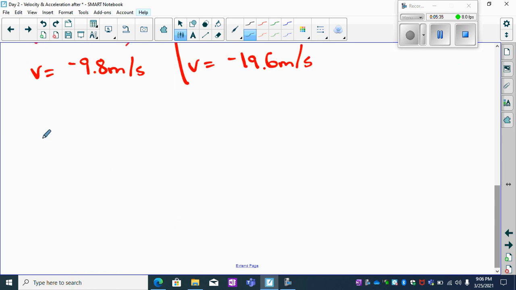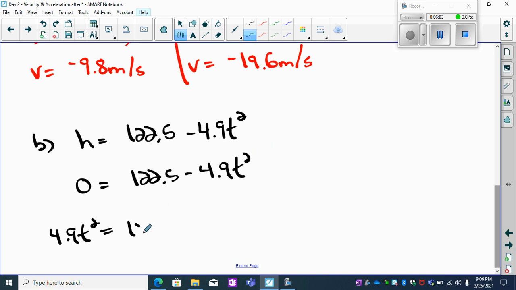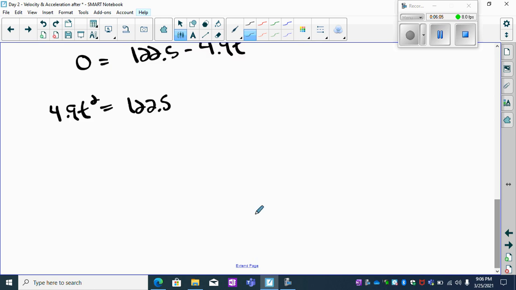So for part B, I take the height equation, or the position equation, and I'm going to fill a 0 in for h, and then I solve. Now, you could solve this a couple ways. You could factor difference of squares, or you could bring the negative 4.9 t squared to the right, add 4.9 t squared to both sides. You're left with this. Then you divide both sides by 4.9.